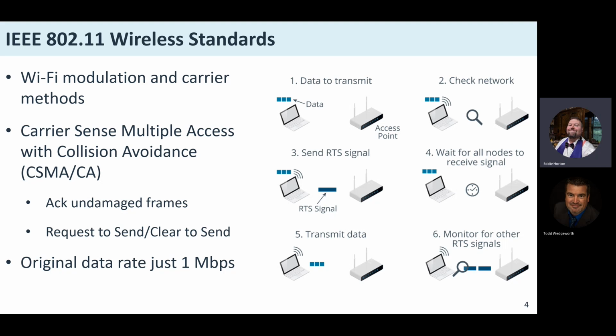So basically the way this works, you've got data to transmit. You're going to check the network. You're going to send the request to transmit signal. You're going to wait to see that all the nodes receive that signal. You get nothing back. Then you're going to transmit the data. And then you monitor for other requests to send signals. So when you see a request to send signal, basically you wait your turn.